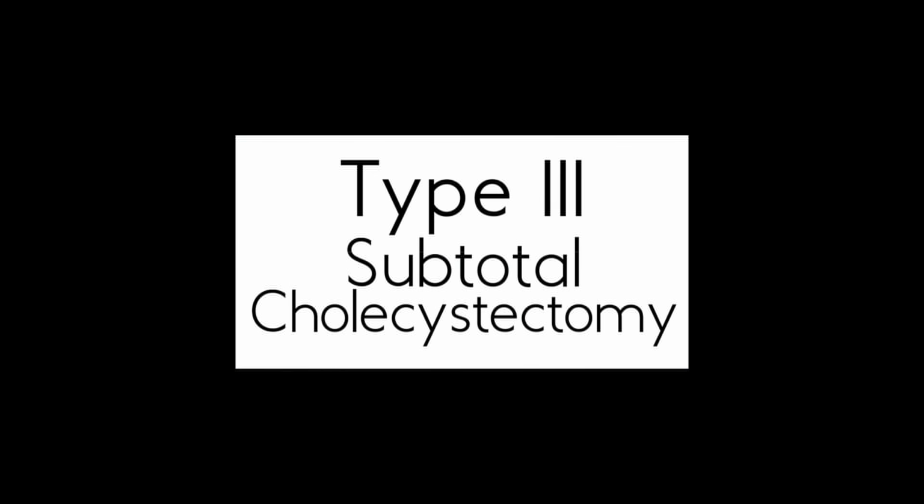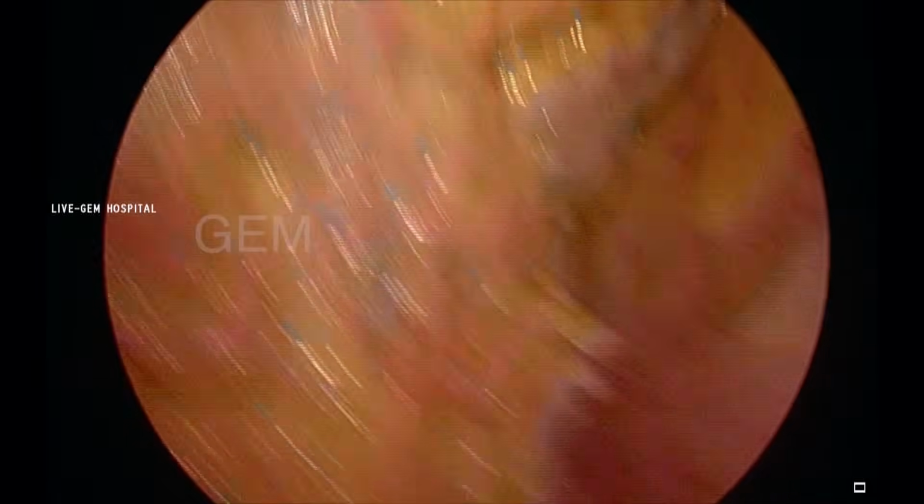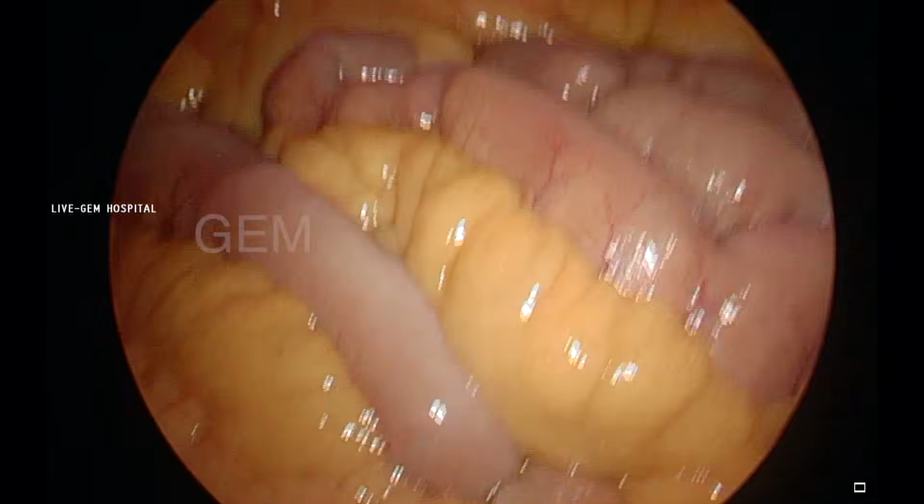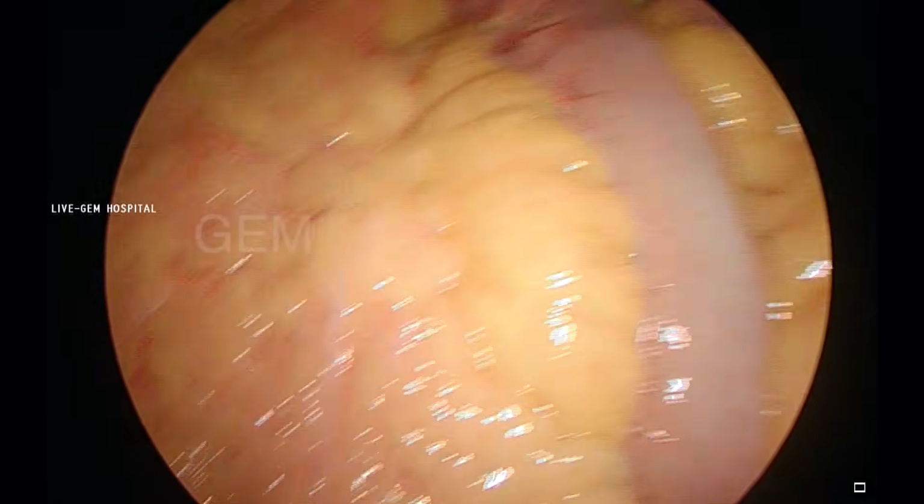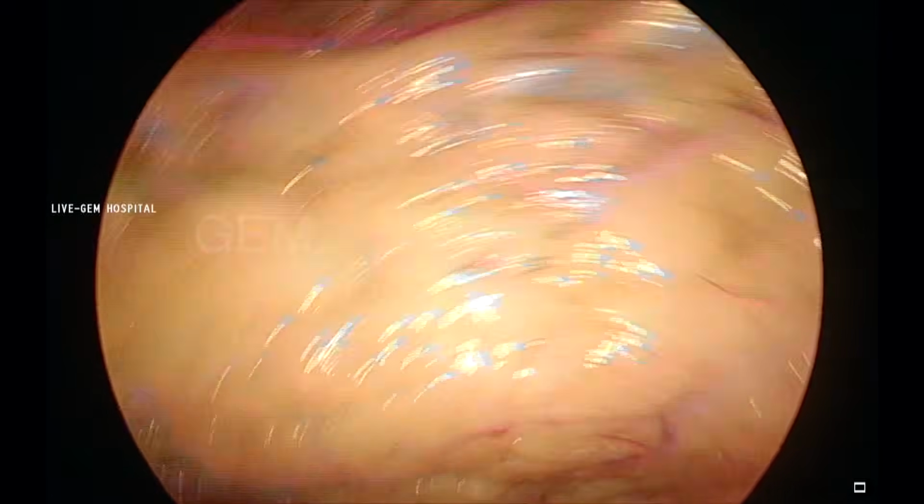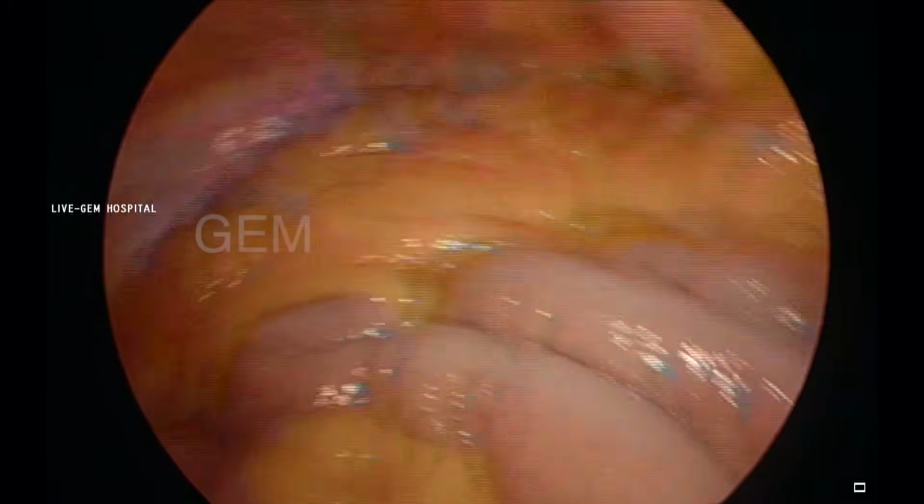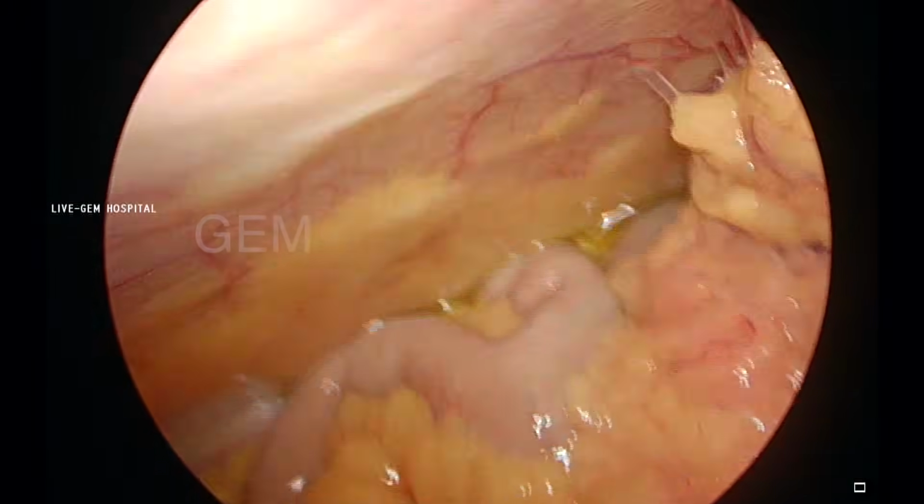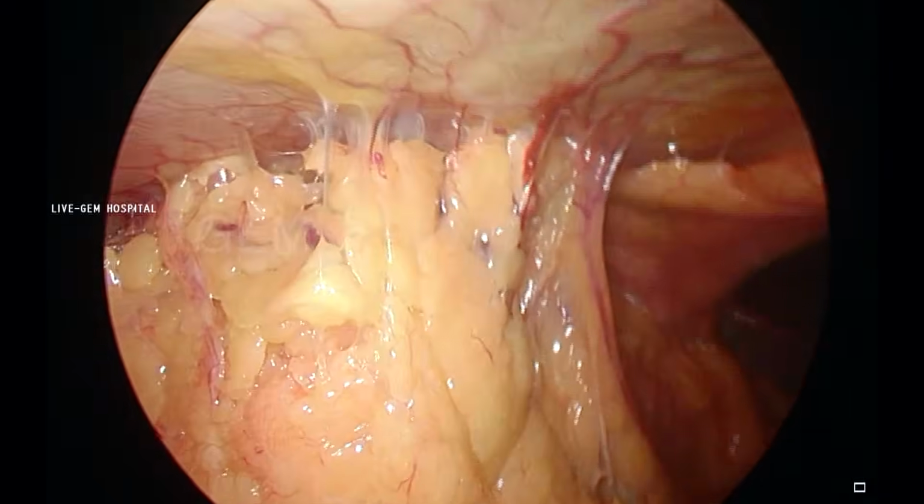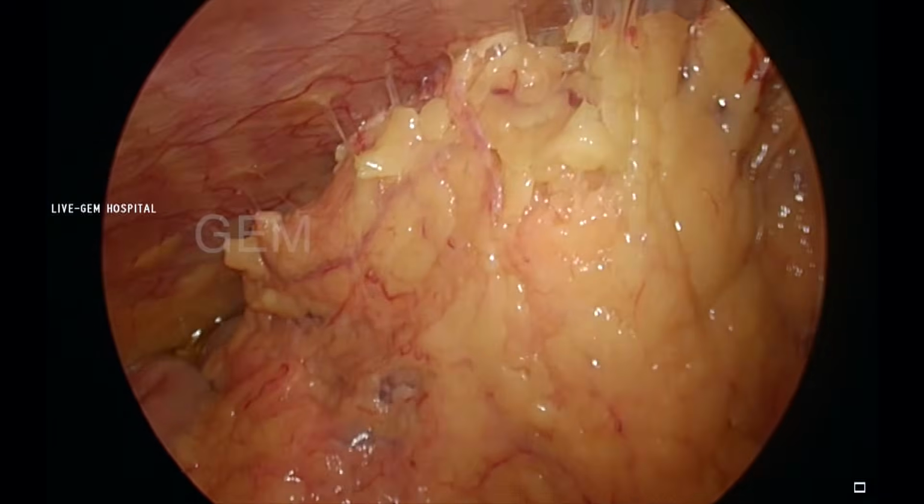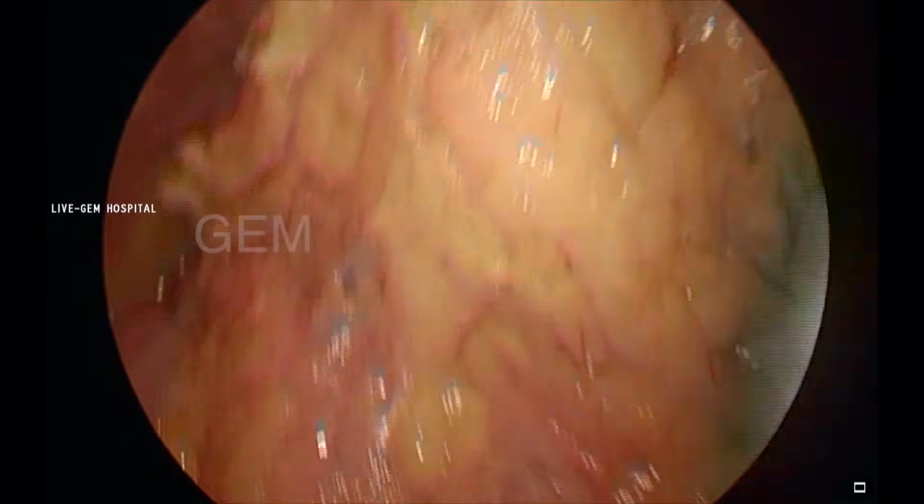This is a video of a type 3 subtotal cholecystectomy for acute gangrenous cholecystitis. So, this is a view of the peritoneal cavity from the umbilicus camera port. There is no collection anywhere, and clinically it is mass-like. You can see around the entire right hypochondrium and epigastric region there is a mass.